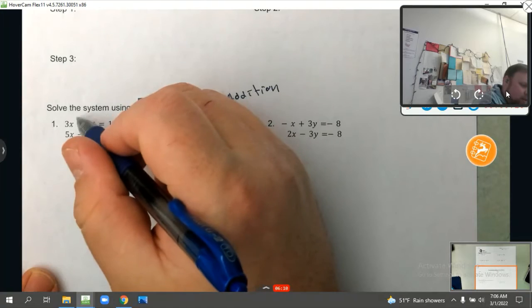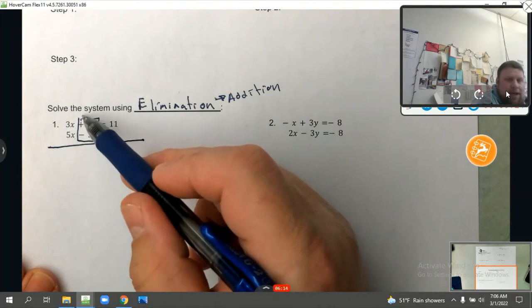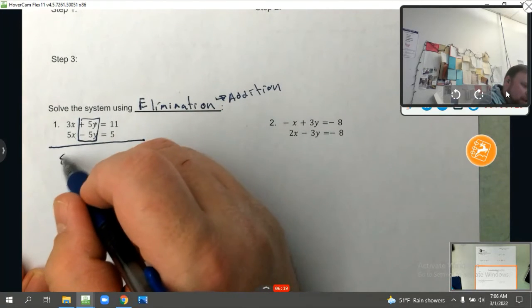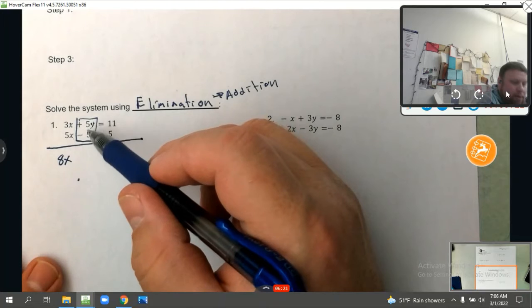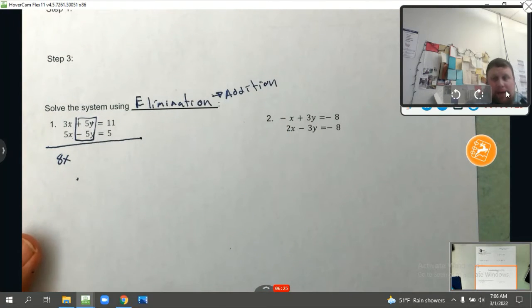Whenever we have equal and opposite, here's what I know is going to happen. I'm going to draw a line under this, and we're just going to add these equations straight down. So I'm going to say 3x plus 5x is 8x. 5y plus negative 5y is just really 5y minus 5y, and a number minus itself is what?